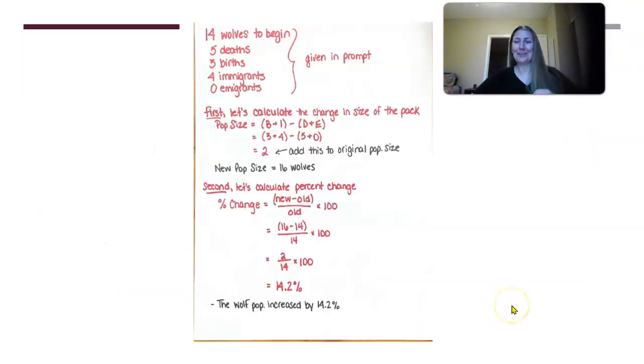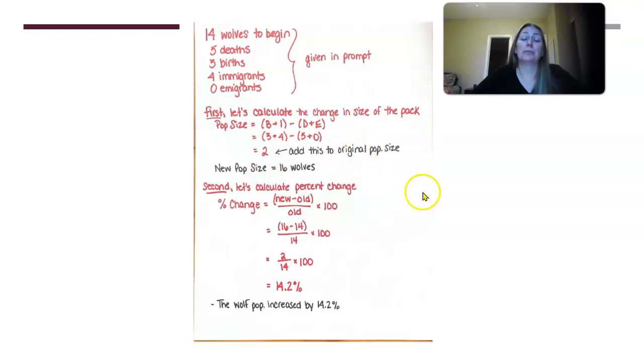So assuming you pressed pause and now you're checking yourself. At the top here, we started with 14 wolves, 5 died, 3 were birthed, 4 immigrants, 0 emigrants. So first you need to use this formula, B plus I minus D plus E. You do the math. Final number was 2, so add 2 to your original population of 14. So 14 and 2 is 16.